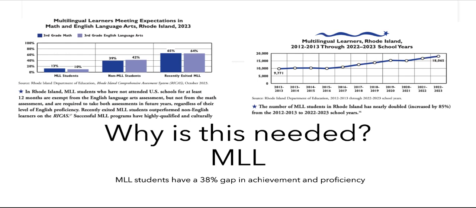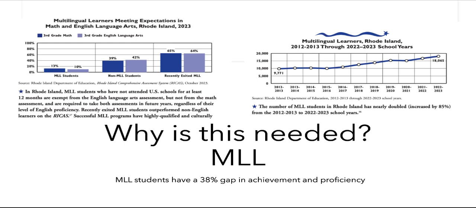So the MLL population, in comparison to general education students, have a 38% gap in both achievement and proficiency in math and language arts, according to the RICAS testing that Rhode Island does.